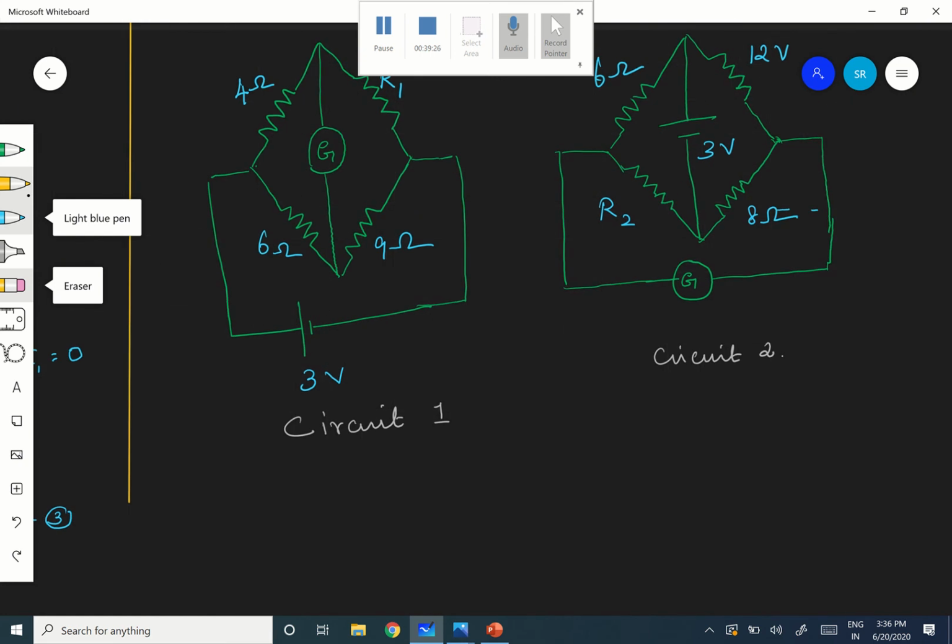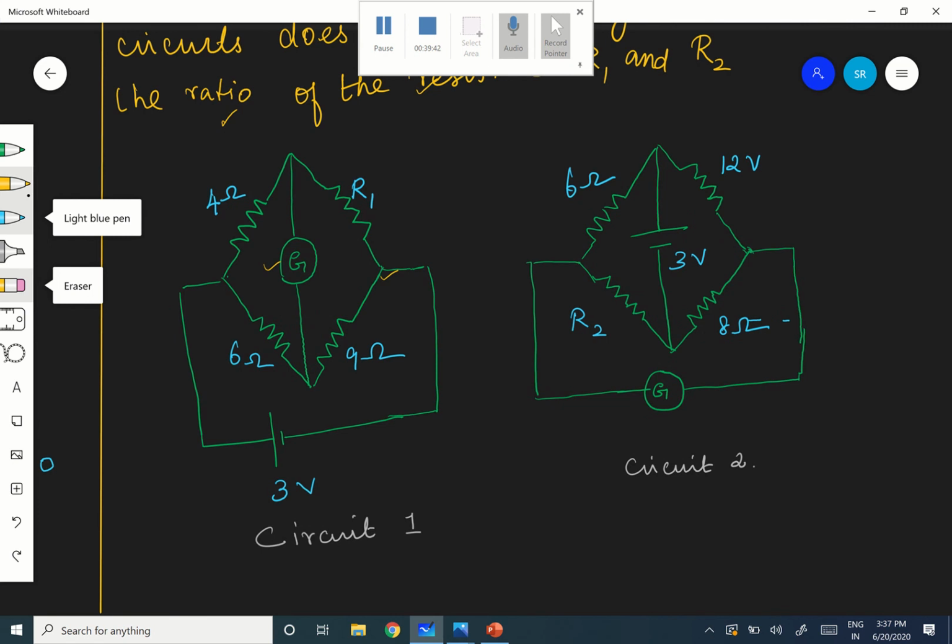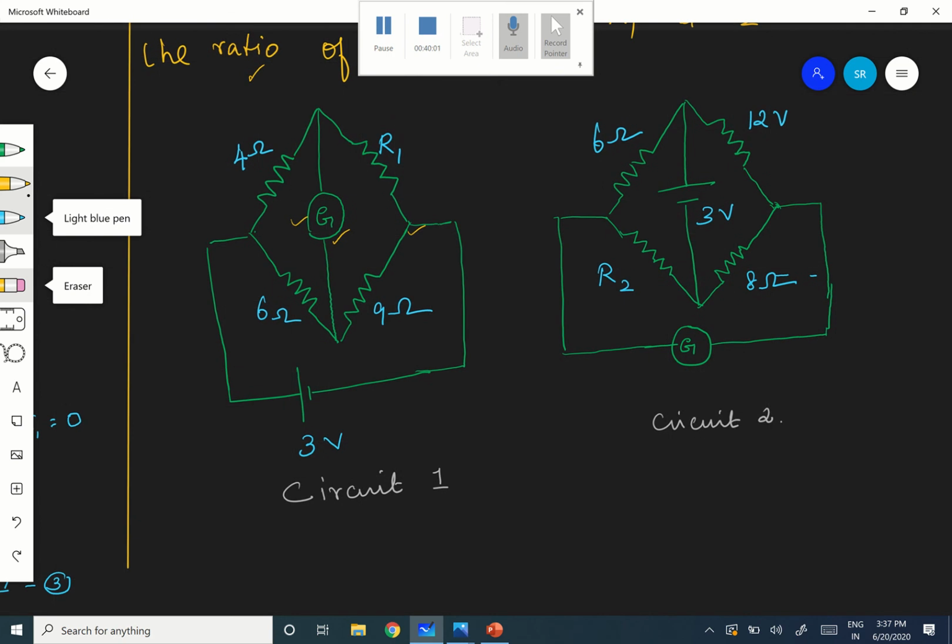Therefore in both the circuits, we will see the first circuit first. In the first circuit, it is nothing but 4 ohm, R1, and 6 ohm, 9 ohm. If you apply P by Q is equal to R by S, it is following, because there is no current. It is showing no current, therefore no current in the galvanometer. No current in the galvanometer means definitely it is a balanced Wheatstone bridge. Balanced Wheatstone bridge means the condition is P by Q is equal to R by S.